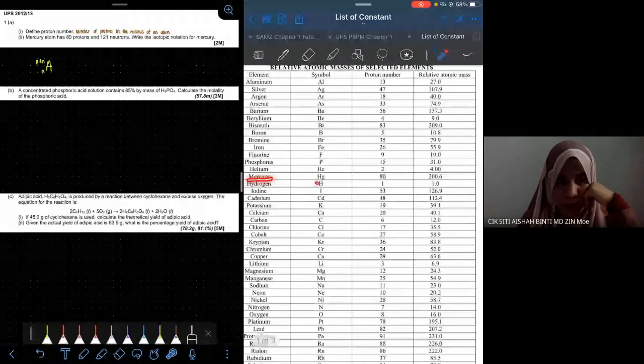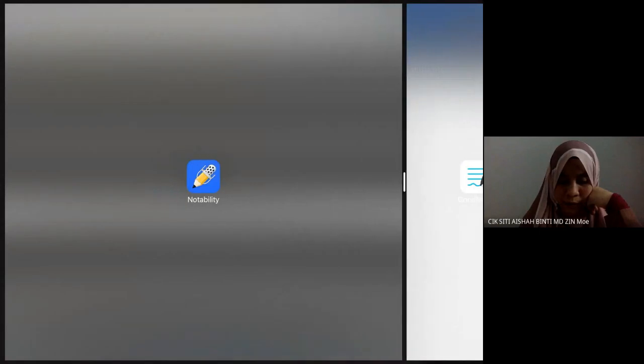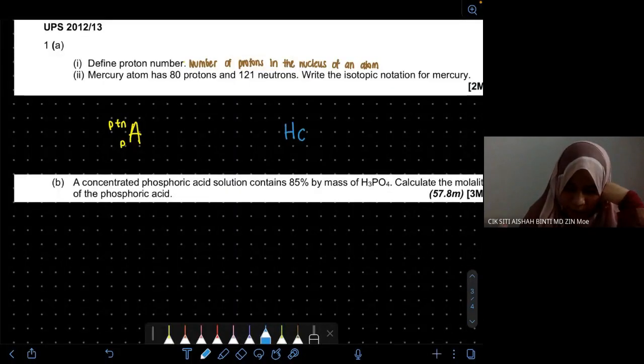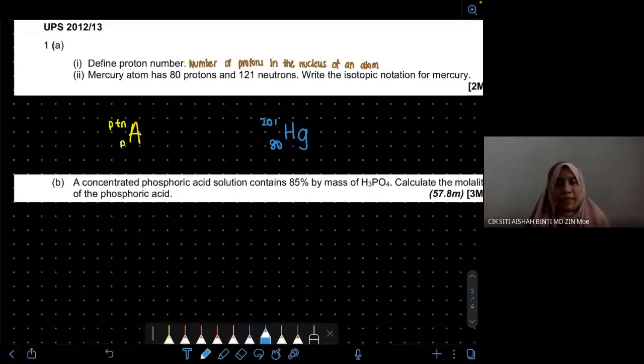Mercury, and the symbol itself is Hg. So the symbol is Hg. The proton number here is 80. So we take the bottom one. And then the neutron number is actually when we add up proton plus neutron, so 121 plus 80, is actually... not good at maths. Okay, 201. Okay, that's all.